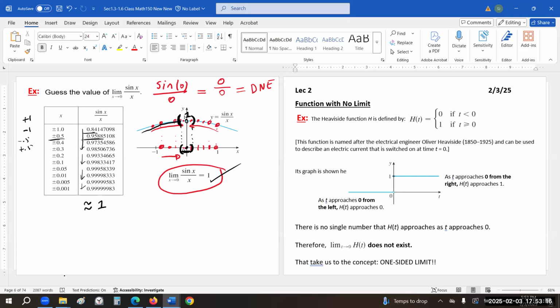So for example, if you see this function, it's called the Heaviside function. This function is a piecewise function, okay? It says our y value is 0 when all the x values are smaller than 0. So y value is 0 for all the x values smaller than 0. So x is -1, -2.